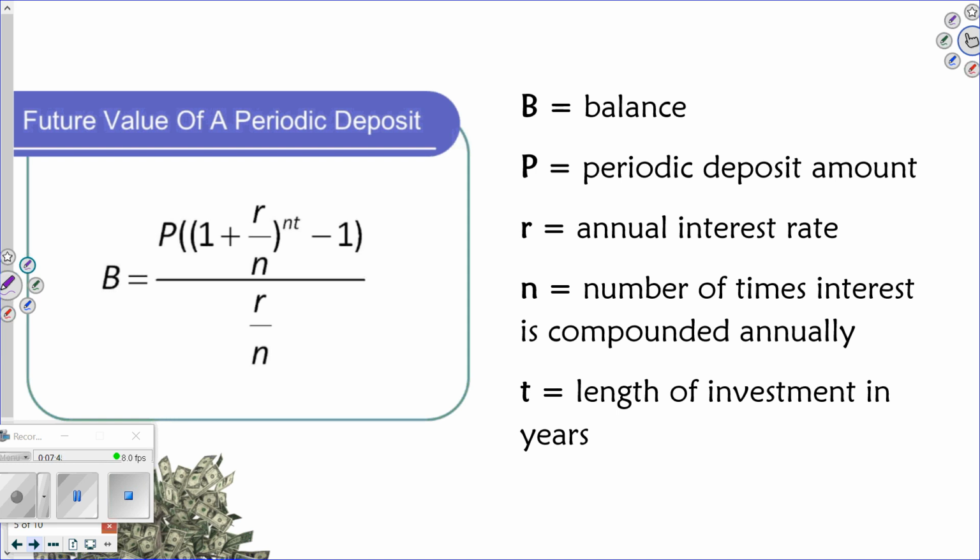Okay, so in this case, B is still your balance. P is kind of like the principal, but it's that periodic deposit amount. So like for me, it'd be $100. I put $100 in that savings account every time I get paid. Okay, so that's my P.